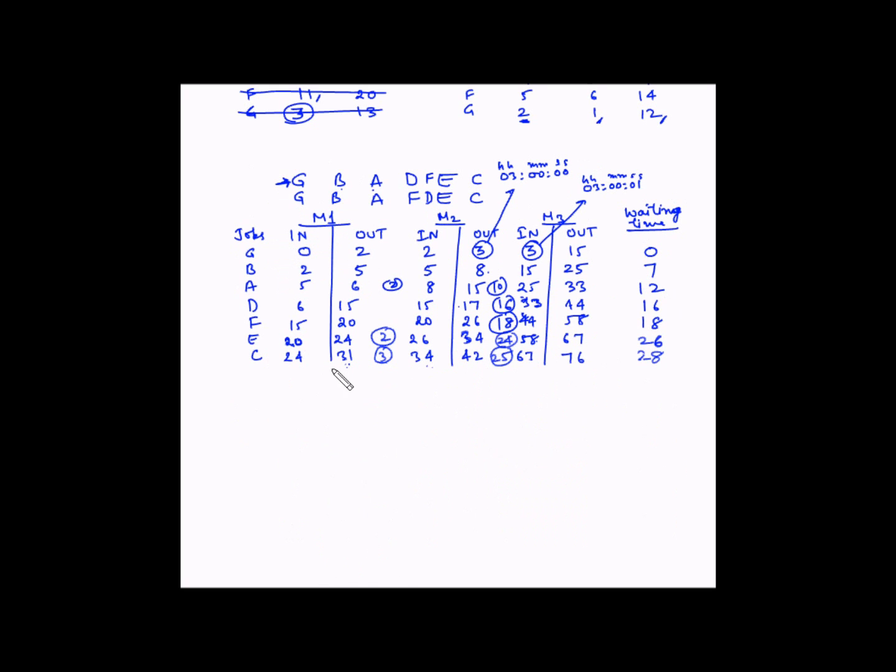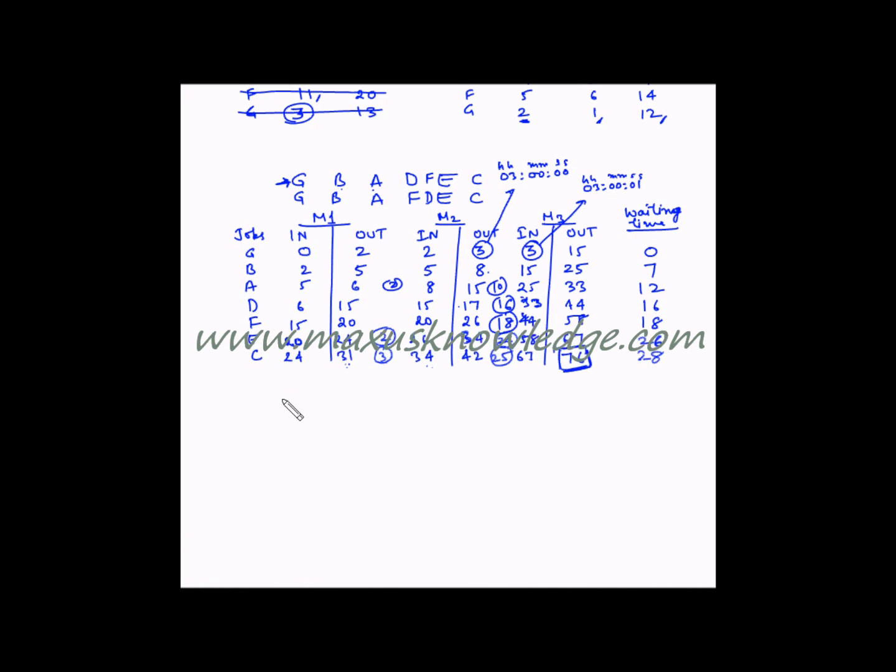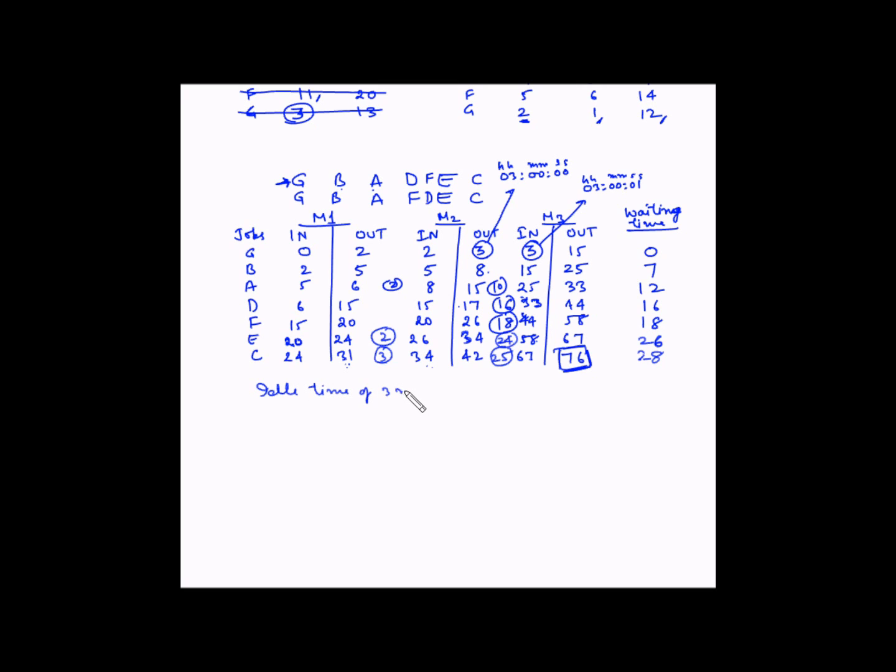So we found the waiting times of each of the jobs. Now the overall processing time to finish all these jobs on these 3 machines is 76 hours. Now we have also been asked to find out the idle times of the 3 machines. So let's now try and calculate the idle times. Let's first do M1.